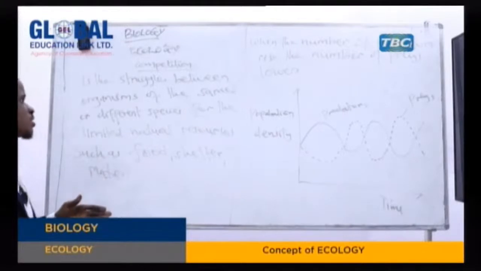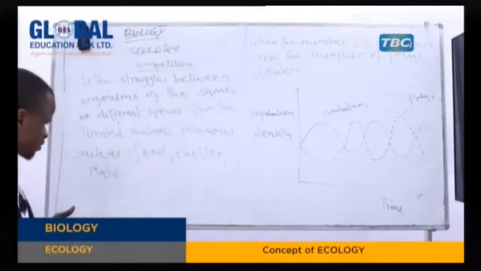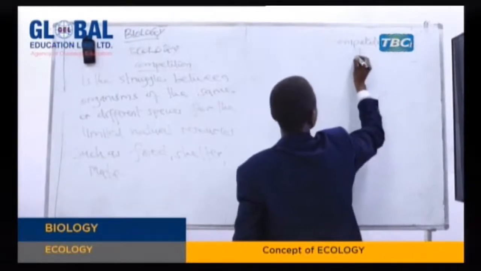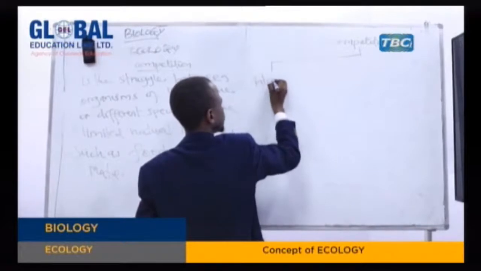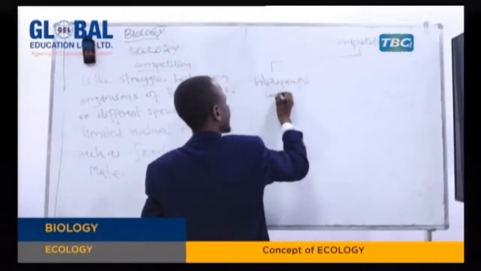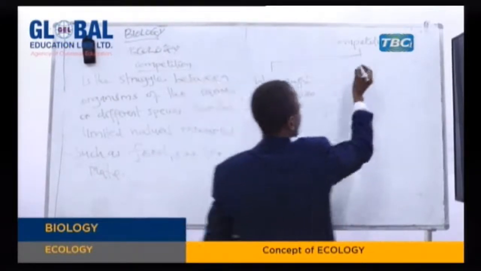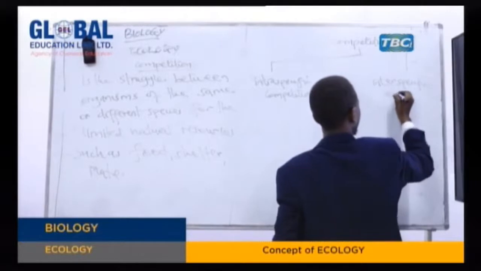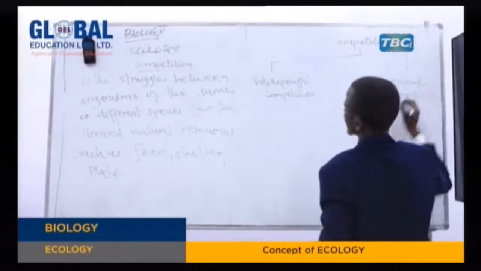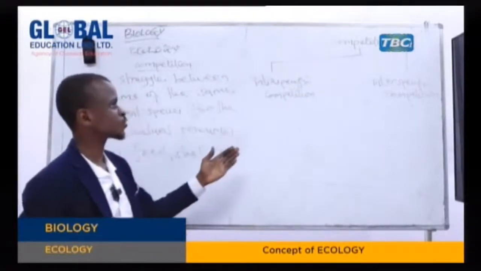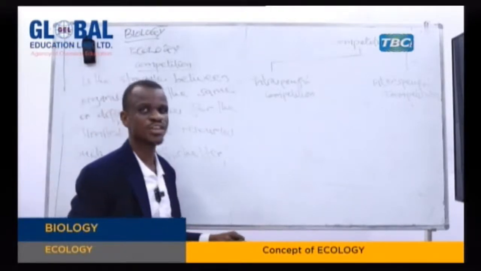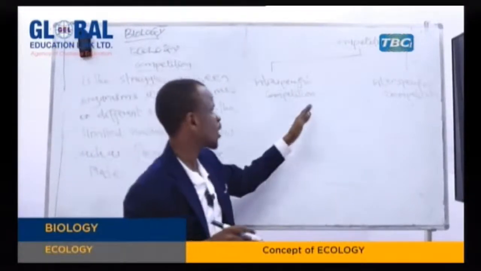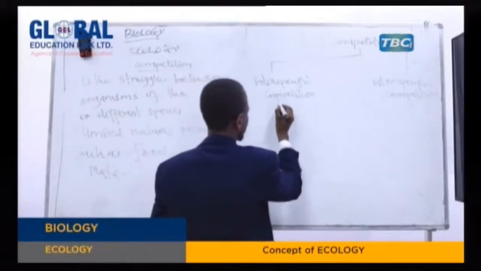From the definition here, students, organisms of the same or different species. From the definition, we get two types of competition. One here is called intraspecific competition, and the second is called interspecific competition. Intraspecific competition is a struggle among organisms of the same species for the limited environmental resources.